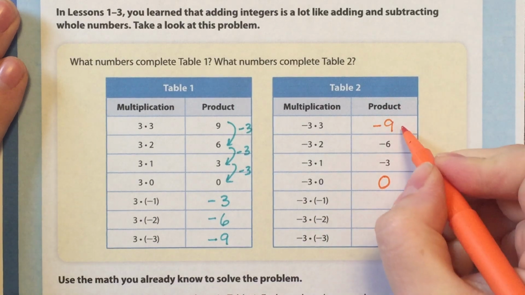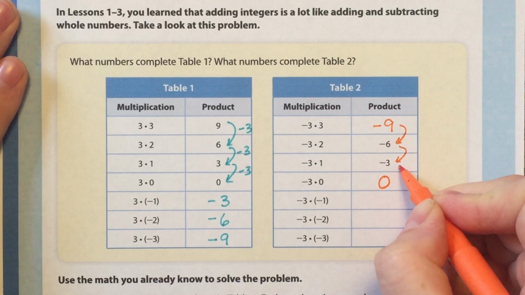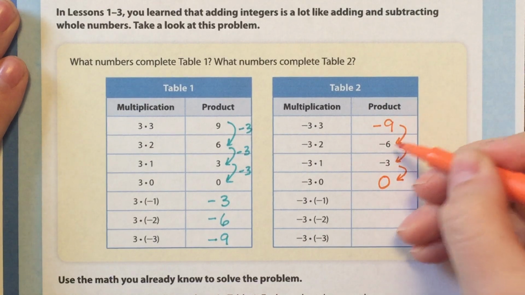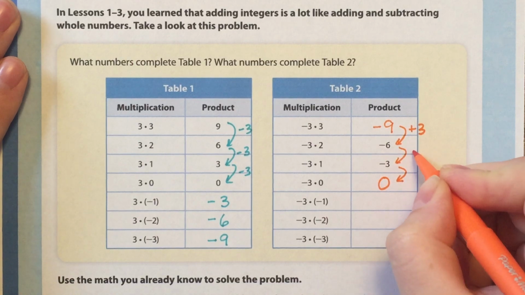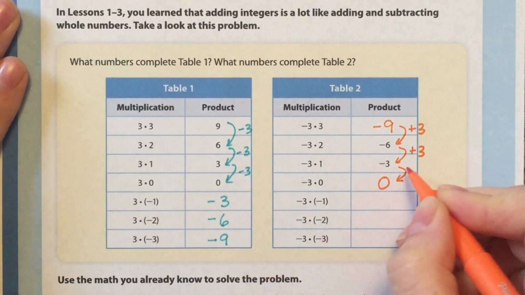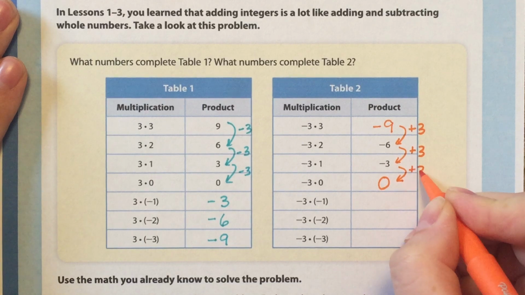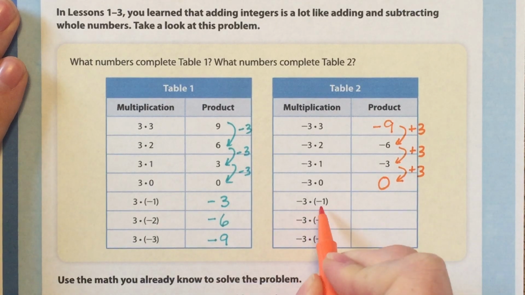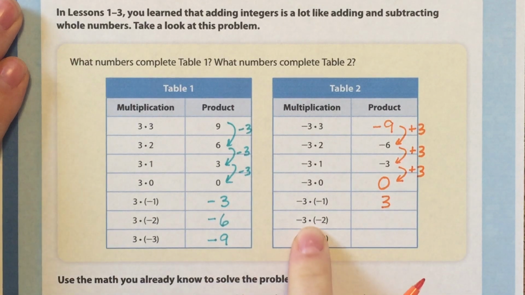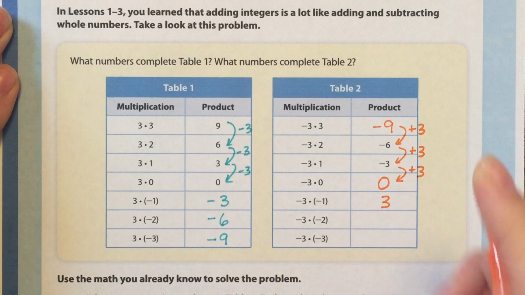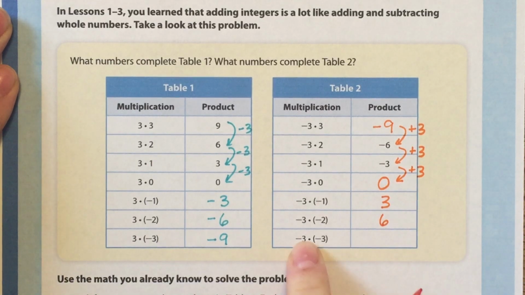So we'll stop right there and see if we can observe a pattern that gets us from one product to the next. So to get from negative 9 to negative 6, we are adding 3. From negative 6 to negative 3, again, we're adding 3. From negative 3 to 0, we're adding 3. And so negative 3 times negative 1 would be, if we were to add 3 more than 0, 3. Negative 3 times negative 2 is positive 6, and negative 3 times negative 3 is positive 9. By the way, the key word or the mystery word for this page is pineapple.